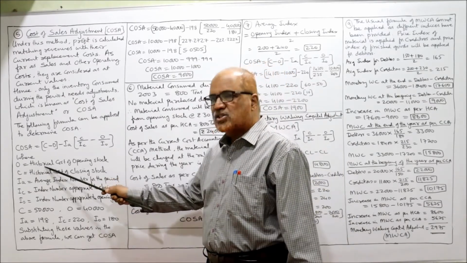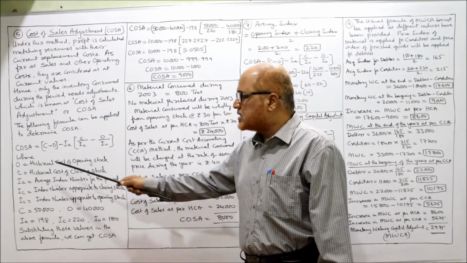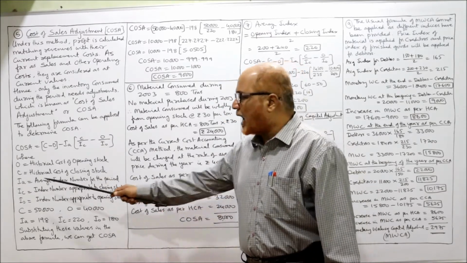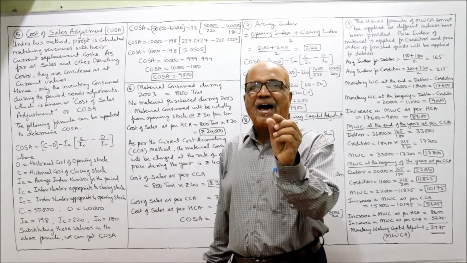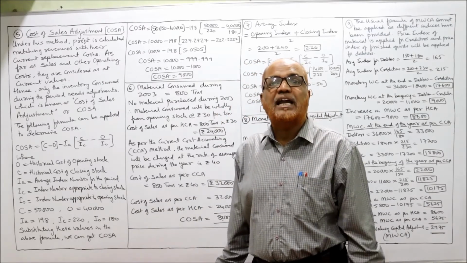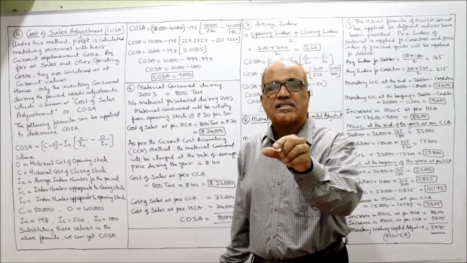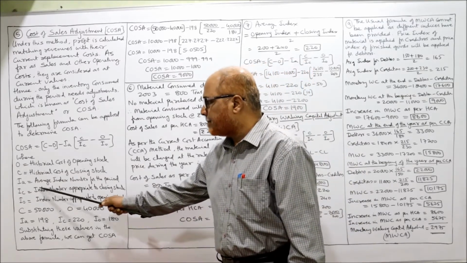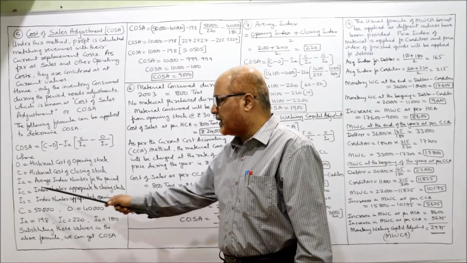So O stands for the historical cost of opening stock. C stands for the historical cost of closing stock. IA: A stands for average, I stands for index. So IA stands for the average index number for the period.